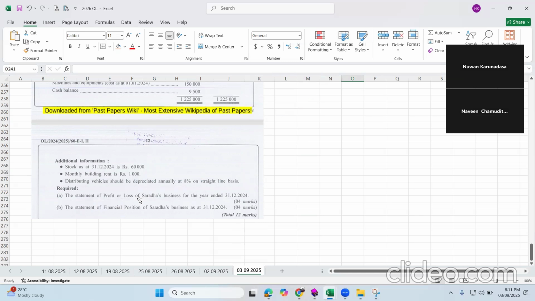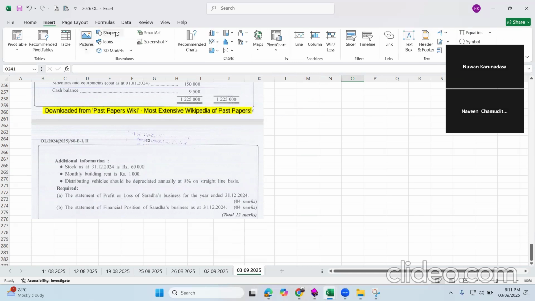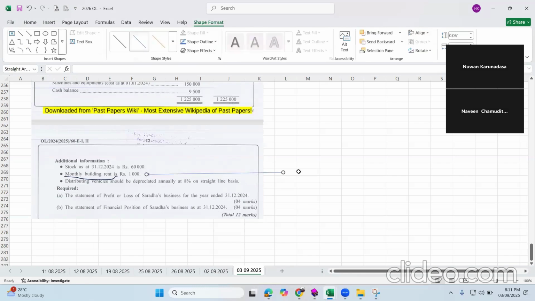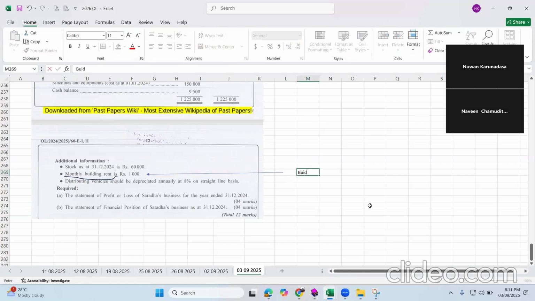Monthly building rent. Now see, they have given you monthly building rent to confuse you. If the monthly building rent is 1,000, rent for the year should be how much? If the rent for the month is 1,000, building rent for the year should be 1,000 into 12. That means 12,000.